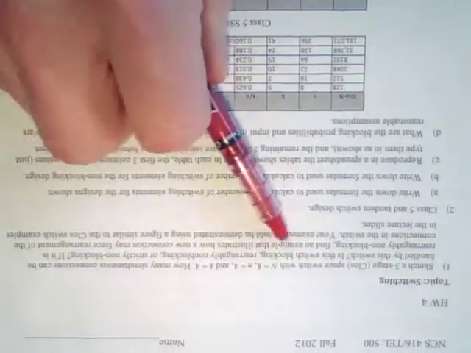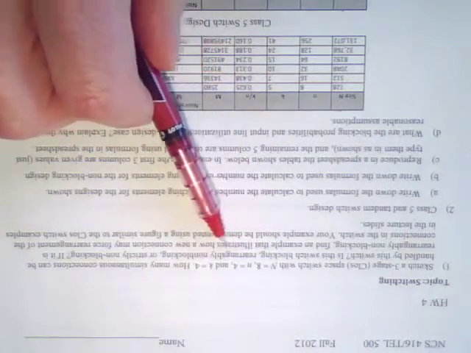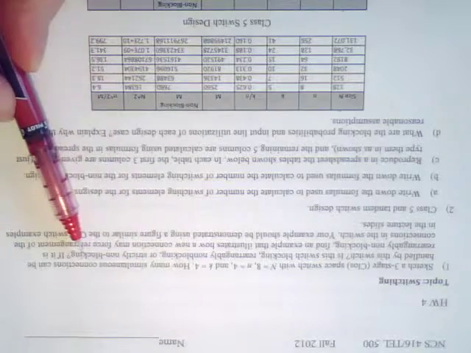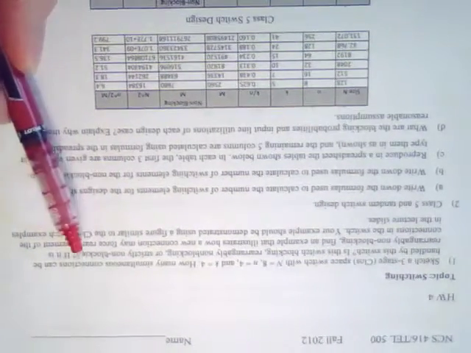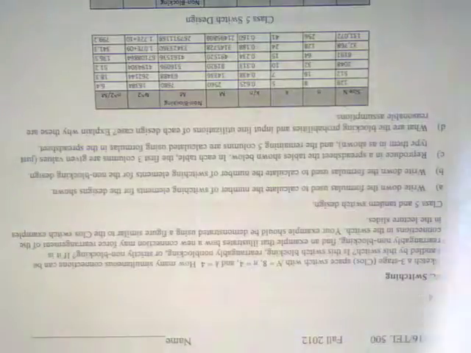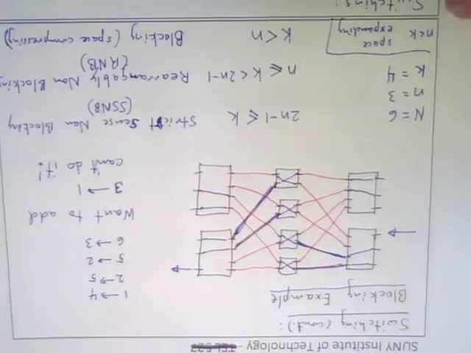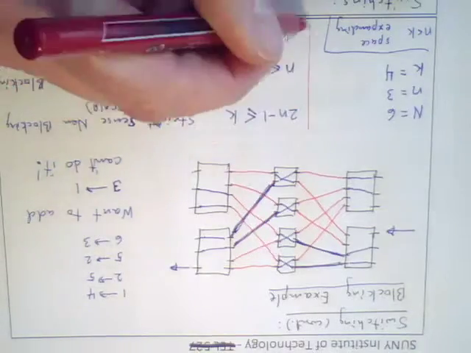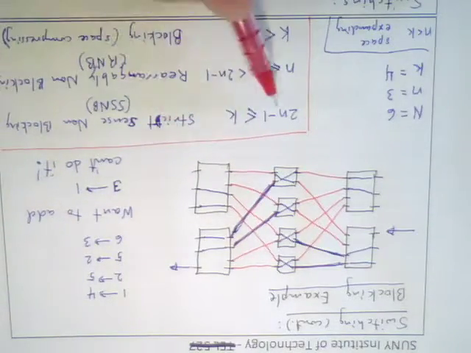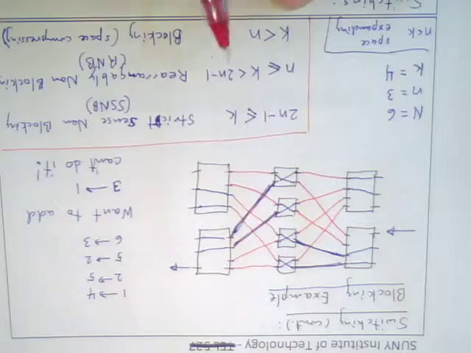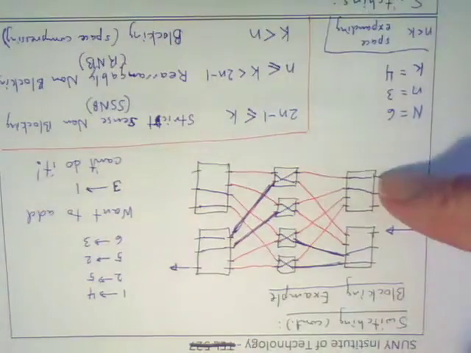And then it asks you whether or not the switch is blocking, rearrangeably non-blocking, or strict sense non-blocking. And I gave you the criteria for all of those in a previous video, so you can look at these criteria and, given the little n and the k, by comparing little n and k, you can tell which type of switch it is.